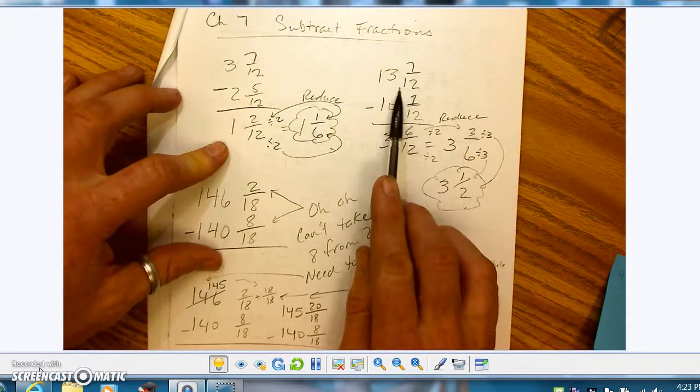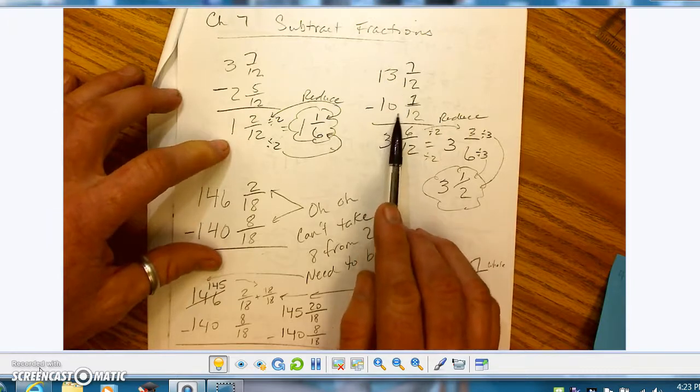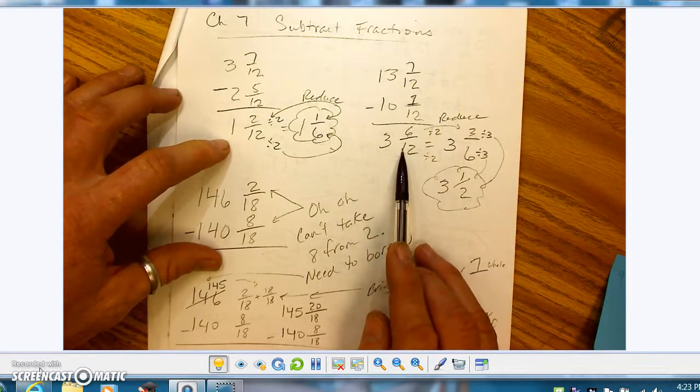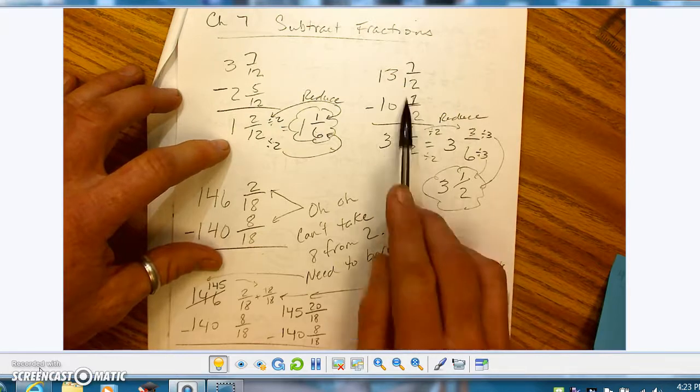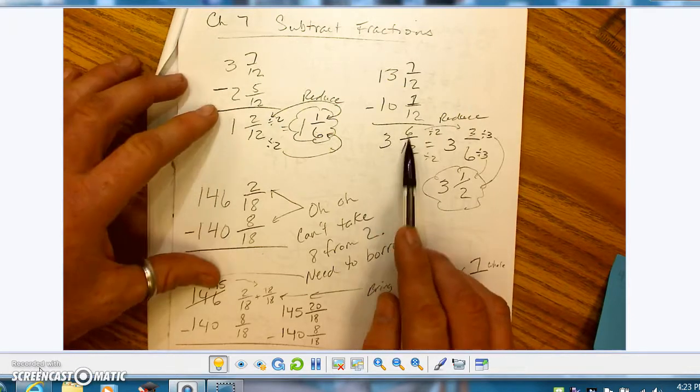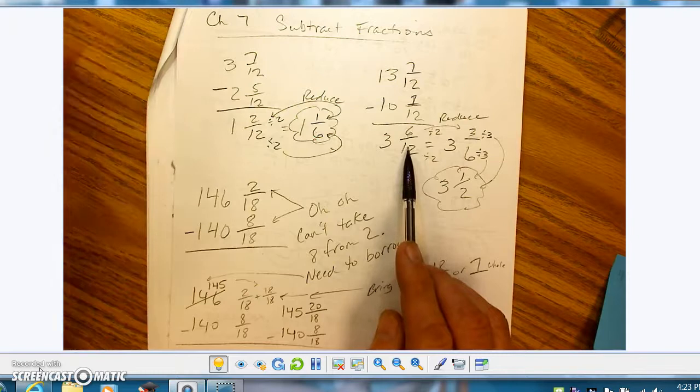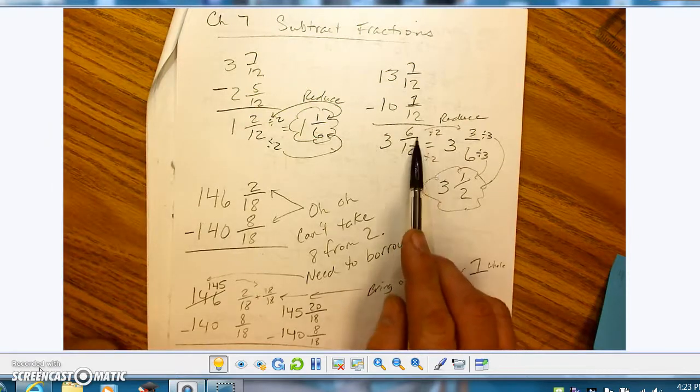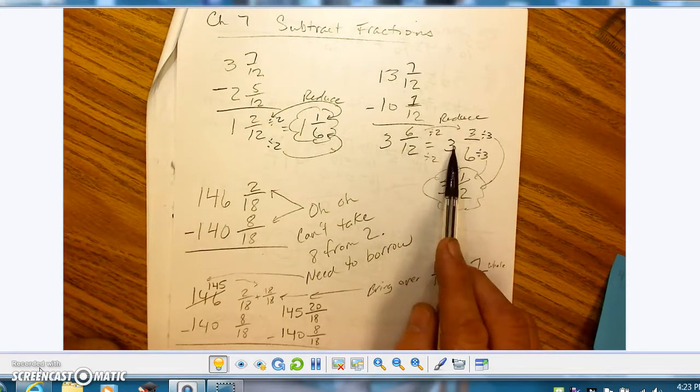Over here, we've got 13 and 7/12 minus 10 and 7/12. Oh, I put a 1, sorry. So that's going to be 3 and 6/12, but you see the 6 and the 12, they're even, so you could at least divide by 2, and that's going to bring you down to, I just recopied, the whole number stays the same.